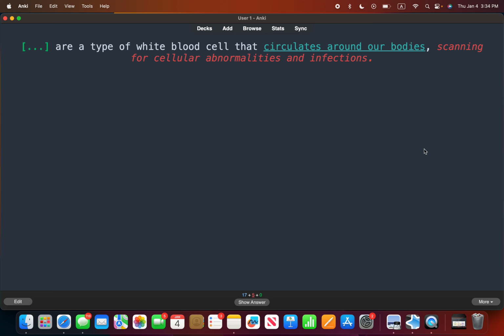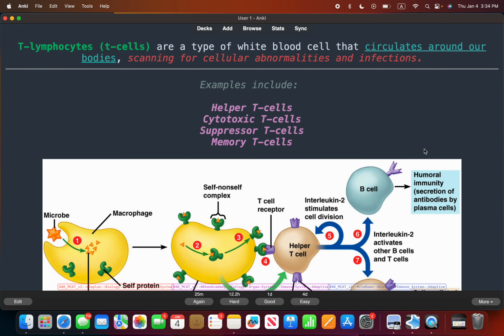What are a type of white blood cell that circulate around our bodies, scanning for cellular abnormalities and infections? We know those are the cytotoxic T cells. The T cells, basically T lymphocytes, circulate around our body, even now, through the lymphatic system, and they scan for cellular abnormalities and infections, right?